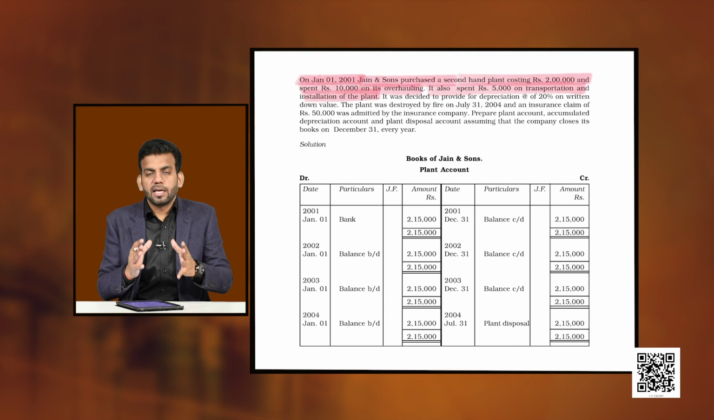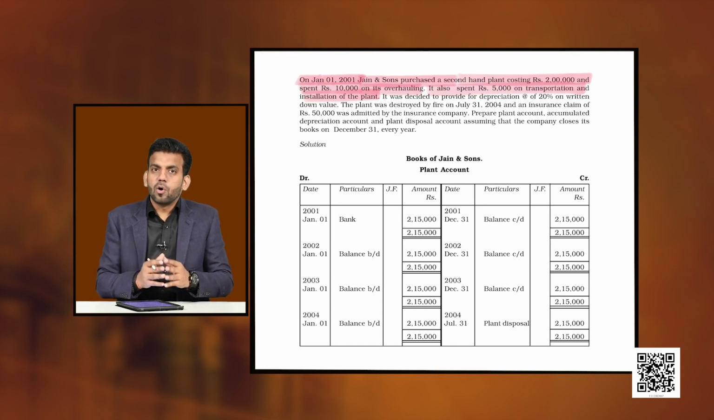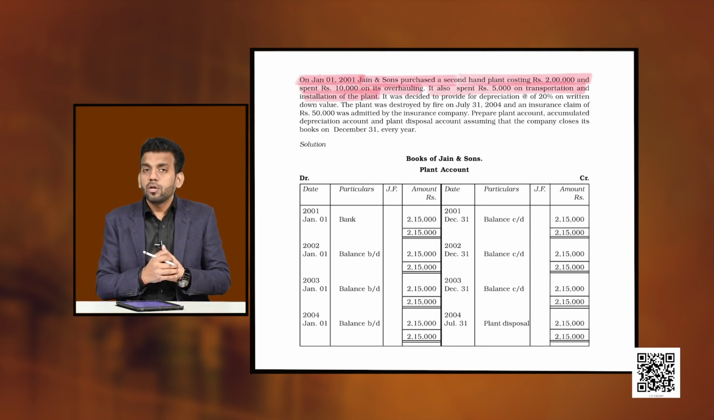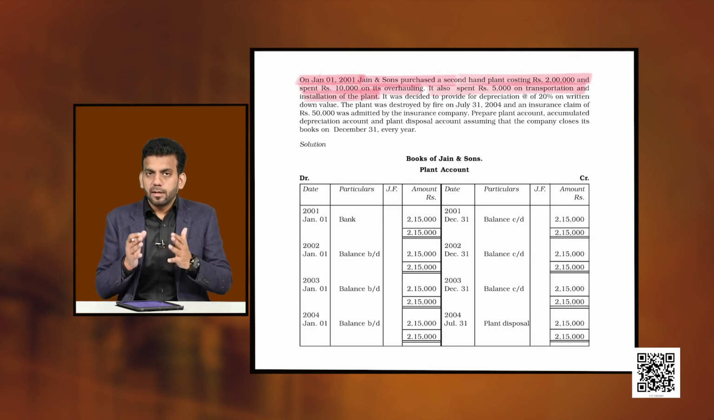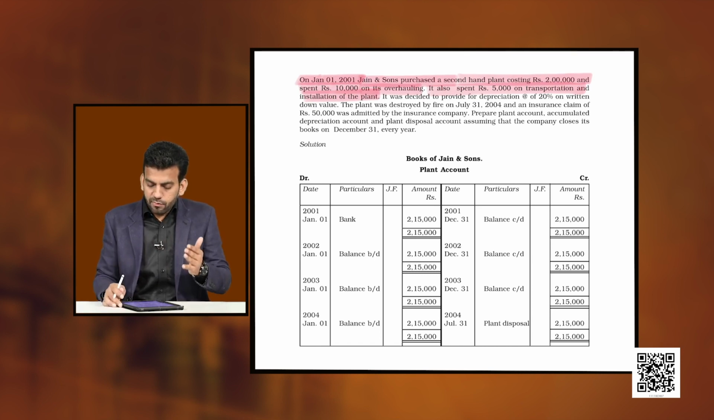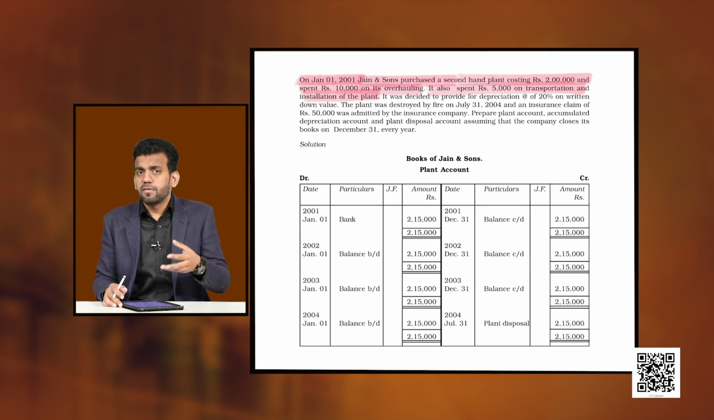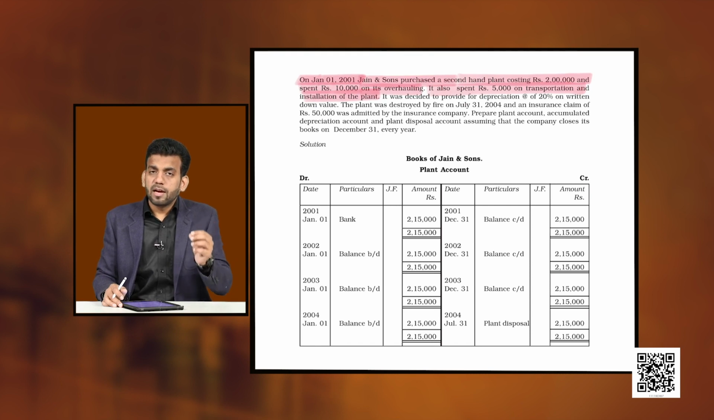Installation, transportation, etc. Whatever expenses are incurred, these expenses are meant for putting the asset into use. So all these expenses are of capital nature. So these are going to add to the cost of the machine. Like in the question, we have spent rupees 2 lakh for the machine, then 10,000 and 5,000 on overhauling, transportation and installation. So these are 2 lakh 10 plus 5, 2 lakh 15,000. So combined, the machine is costing rupees 2 lakh 15,000 to the firm.